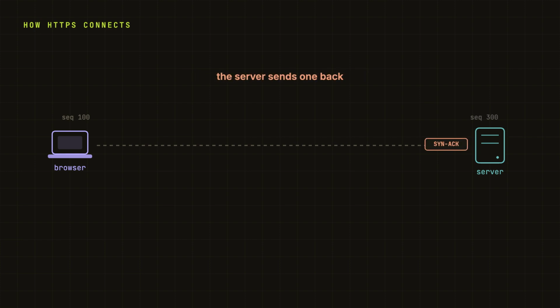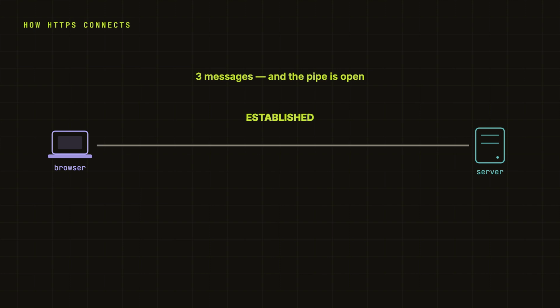The server sends one back. "Got it, I heard you. And I want to open too. Here is where my count starts." That is a SYN plus acknowledgement, an ACK. And then the browser sends one last "Great, I heard you as well. We are on." And that is it. Three small messages and the pipe is open.